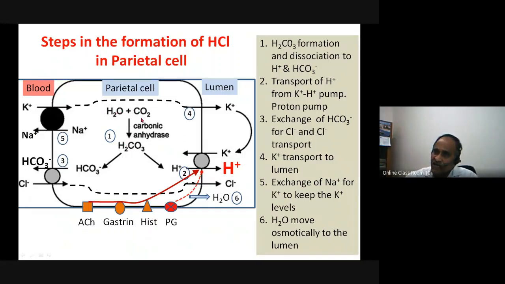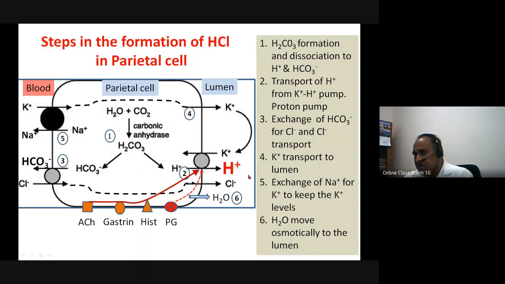The reaction starts with carbon dioxide, which is produced by these metabolically active cells. Carbon dioxide and water form carbonic acid, H2CO3. In some books, you will see that H2O is divided into H plus and OH, and OH interacts with CO2 to form HCO3. Anyway, the carbonic anhydrase enzyme plays an important role in step one, forming H2CO3. Now H2CO3 dissociates into H ion and HCO3 ion.